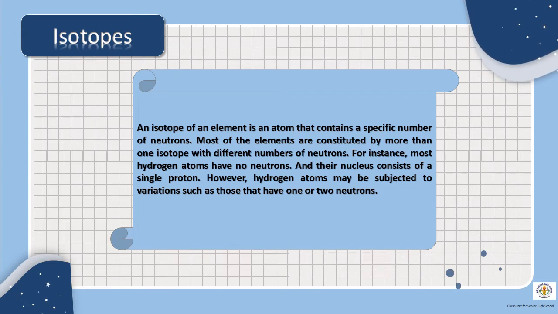Radioactive isotopes, on the other hand, are comprised of unstable combinations of protons and neutrons. These decaying isotopes emit radiation, which include alpha, beta, and gamma rays.